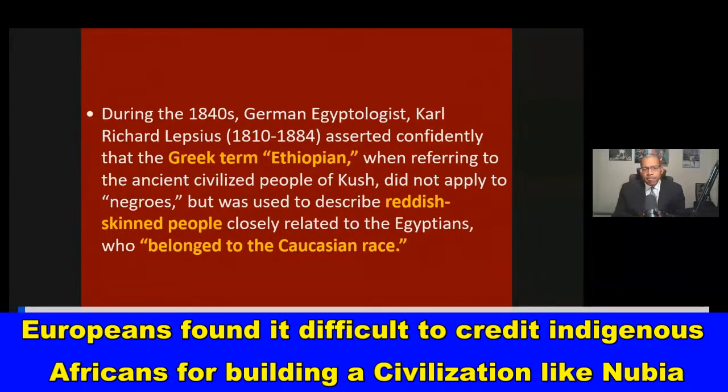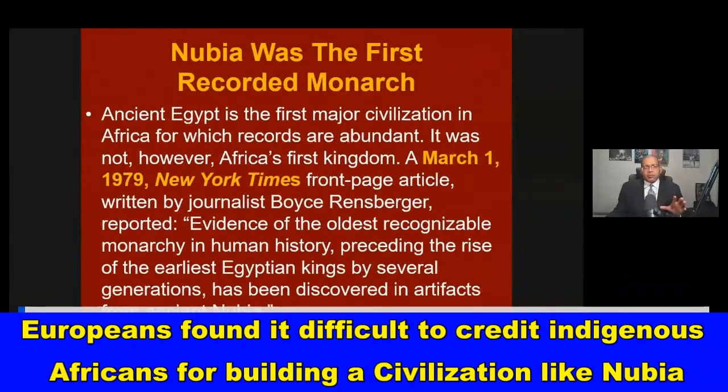It went viral. Now, during the 1840s, German Egyptologist Carl Richard Lepsius asserted confidently that the Greek term Ethiopian, when referring to ancient civilized people of Kush, did not apply to Negroes, but was used to describe the reddish-skinned people closely related to the Egyptians who belonged to the Caucasian race. Okay, they do whatever they can to discredit it. They don't want to admit these are Black Africans.